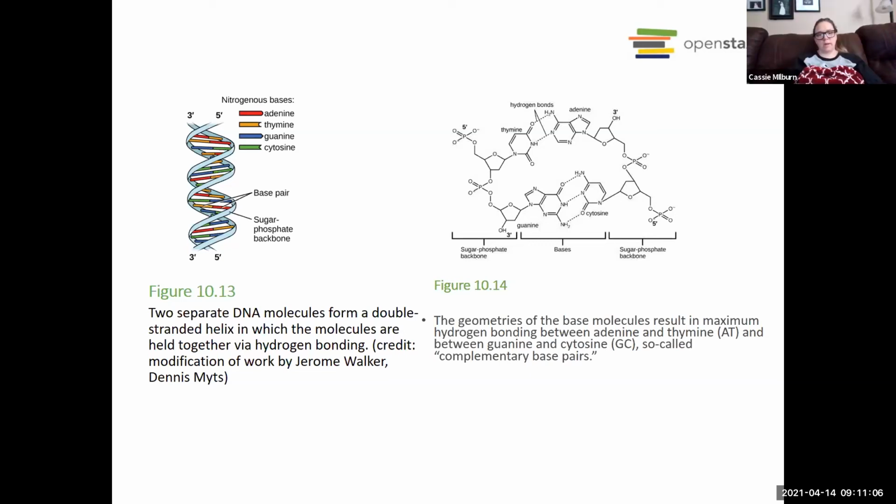Some organic compound. No. Hydrogen, hydrogen bonds. Hydrogen bonds, right? Well, it was carbon or hydrogen, one of the two.